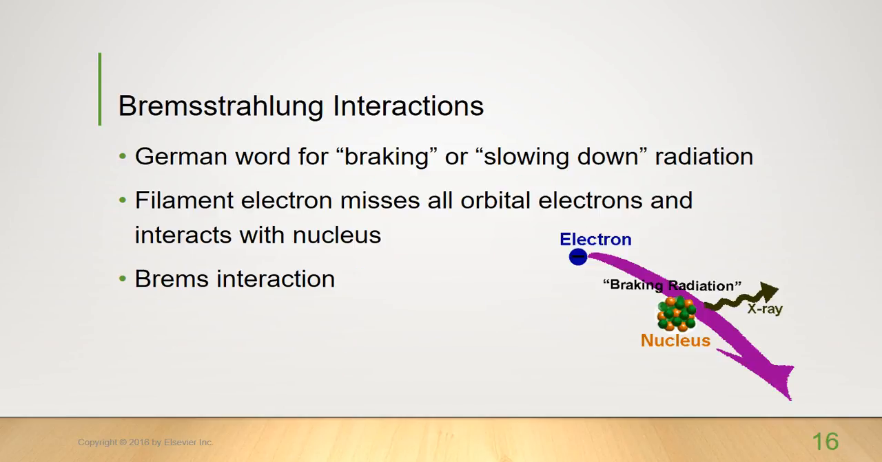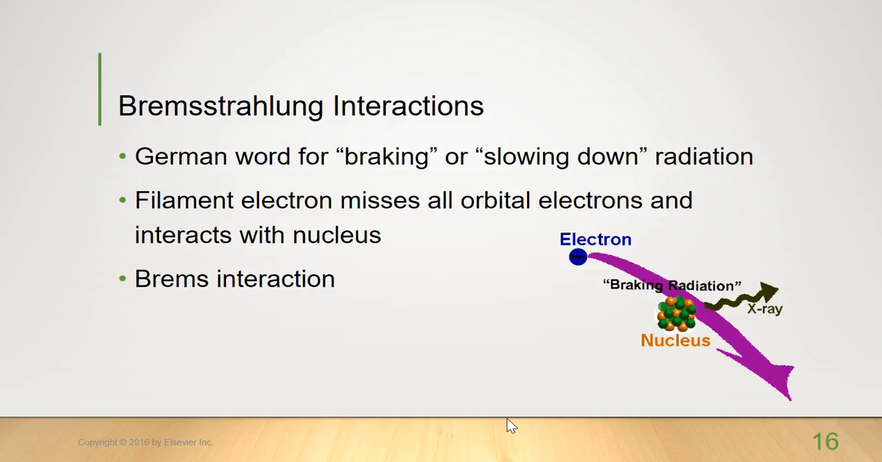Now let's talk about bremsstrahlung. Bremsstrahlung interactions are the other tube interaction that you need to know about, and we also call it brems. Sometimes we just say brems because bremsstrahlung gets very long, too many words. Bremsstrahlung is a German word that roughly means braking or slowing down, and what it does is exactly what this interaction involves where the filament electron is concerned. So instead of stopping it, it brakes and slows down.